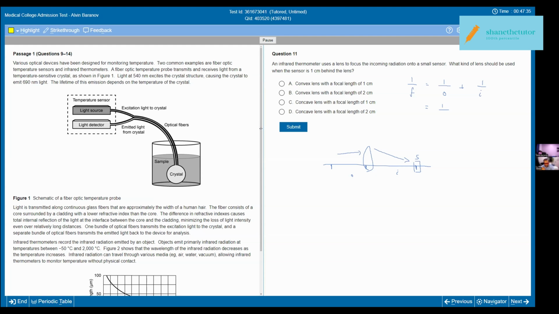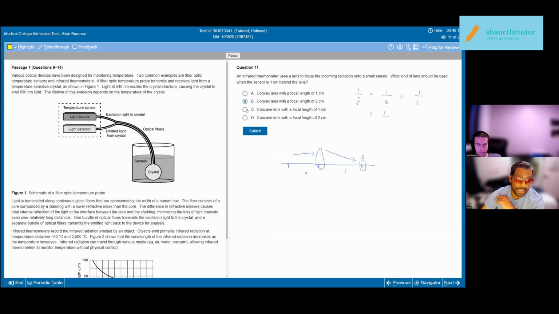I just think that the smallest image distance that's possible would be when the image distance is equal to that focal length. So you can't have an image distance smaller than the focal length. So I think that's why it wouldn't be B. That's the answer. The answer is B.